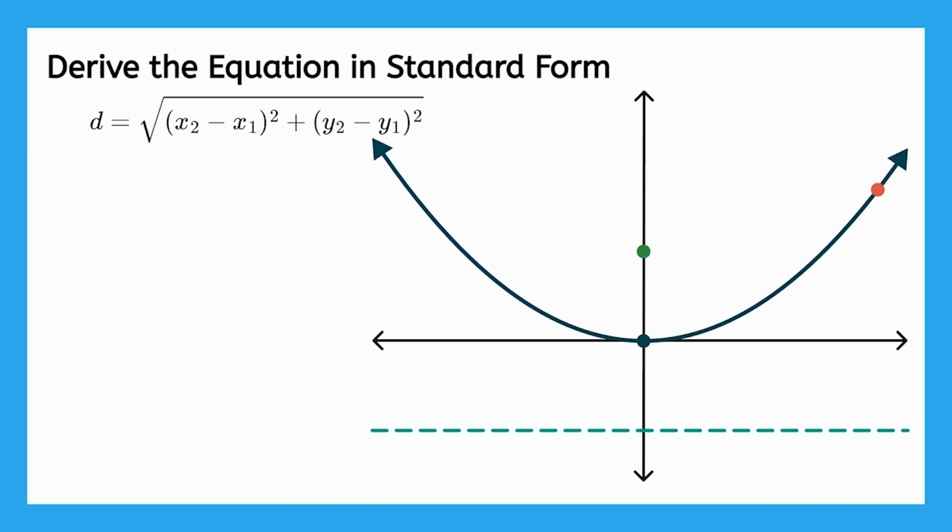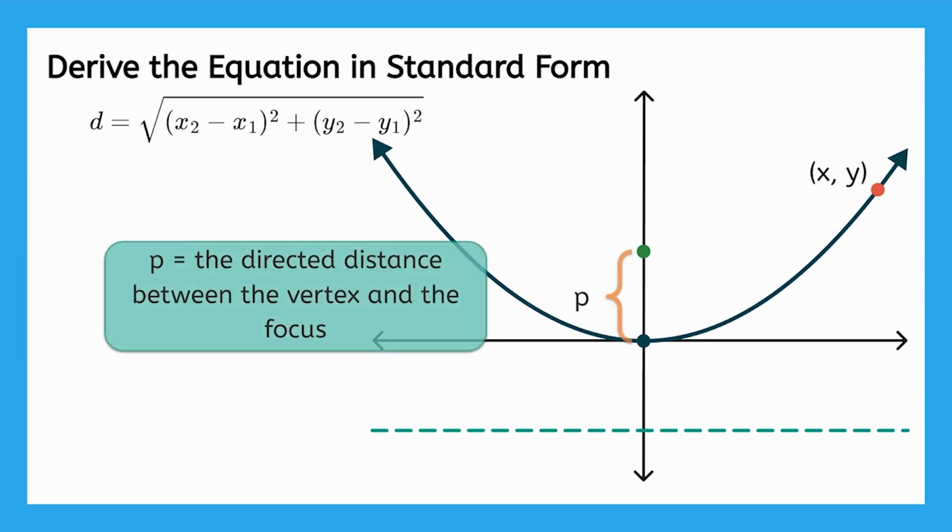Here we have a parabola with its focus and directrix shown, along with a point on the parabola that represents any point except the vertex. We'll label this point as (x, y). The distance between the vertex and the focus is a directed distance, which we'll call p. Usually, distances are positive, but with directed distances, the sign indicates direction. If p is positive, move in the positive direction. If p is negative, move in the negative direction.